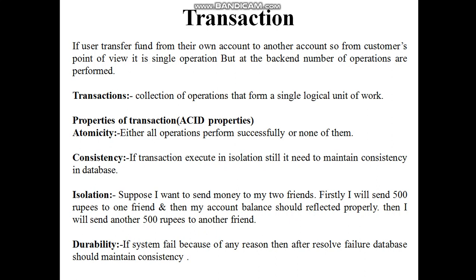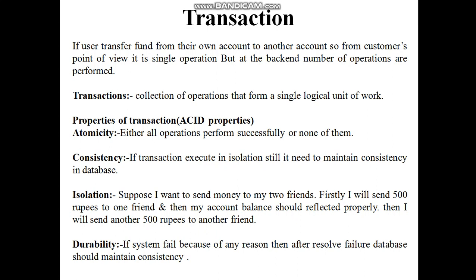These are some properties of a transaction, which are also called ACID properties. Here A stands for atomicity, C stands for consistency, I is isolation, D is for durability. Atomicity is nothing but either all operations are performed successfully or none of the operations are performed. Consistency means that even if a transaction is executed in isolation, we still need to maintain the consistency.